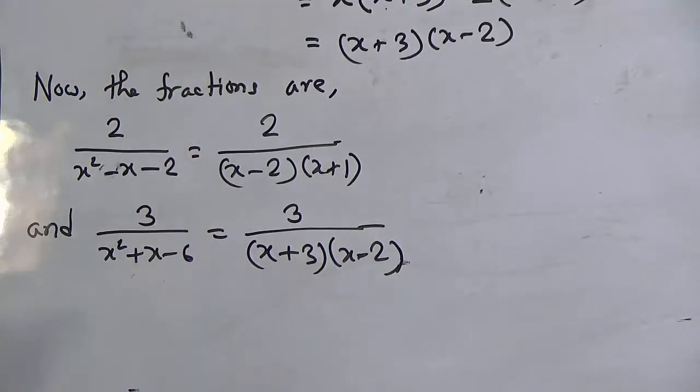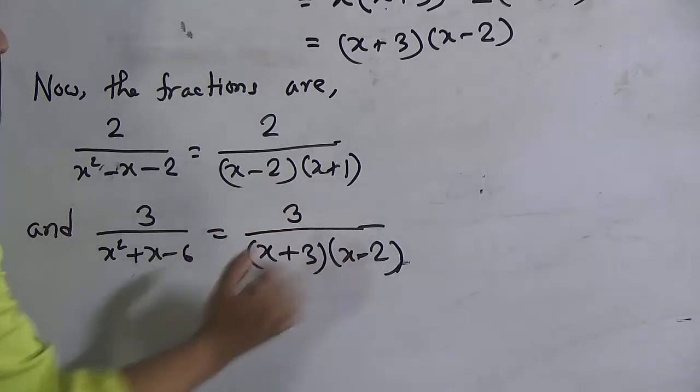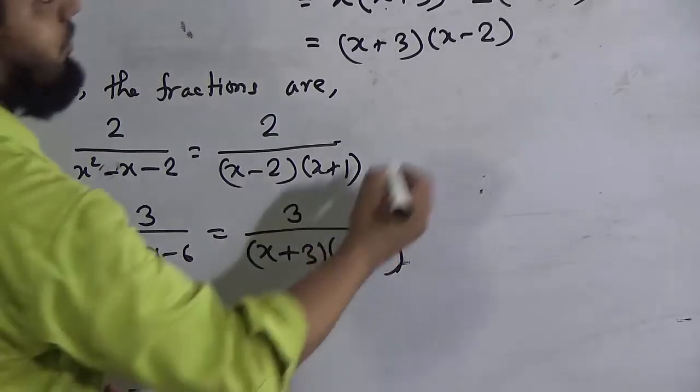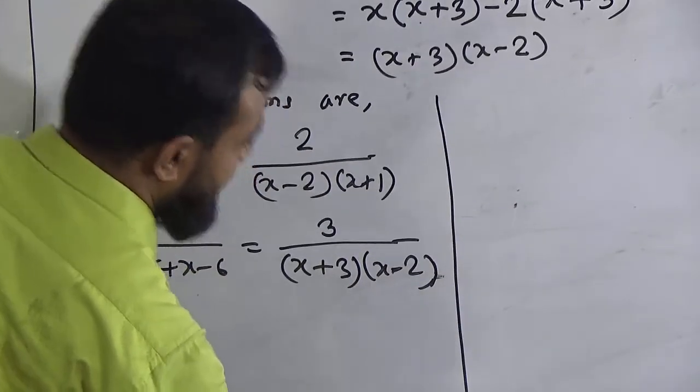We need to convert these fractions into the common denominator. So first of all, we need to find out the denominators' LCM. But students, what is the denominators' LCM? I am solving this one here.